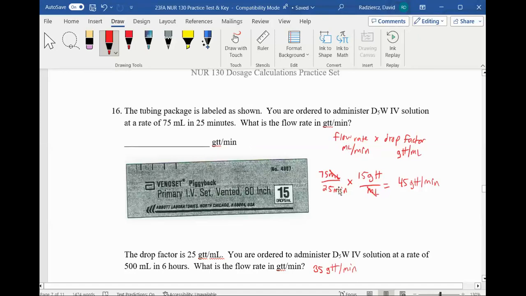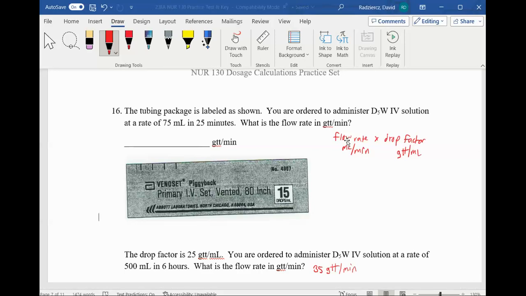So, I already wrote, and I'll rewrite these things so we can do it together. I already wrote the formula that typically I would recommend following for drop rate. You need two pieces of information. You need flow rate and you need the drop factor. The flow rate will be given to you. The drop factor will be given to you.